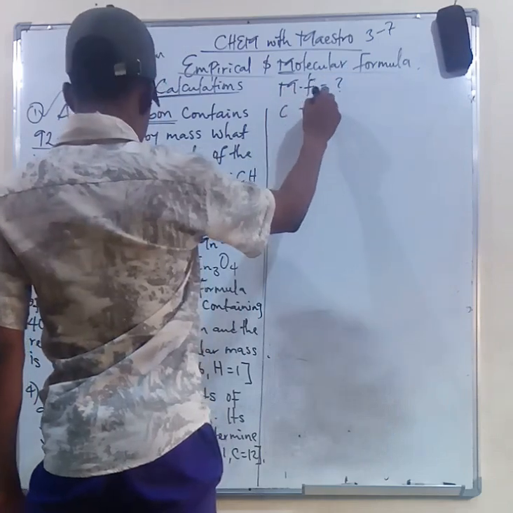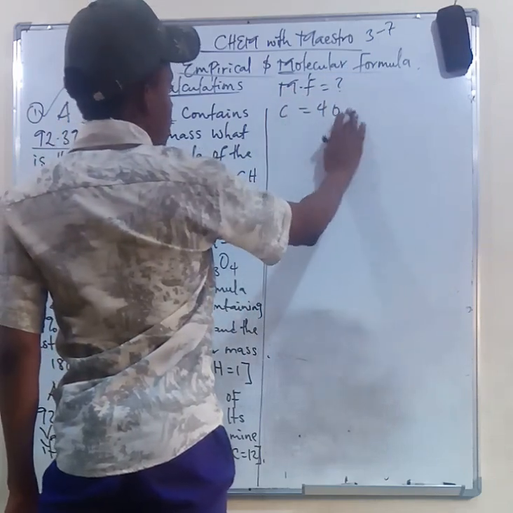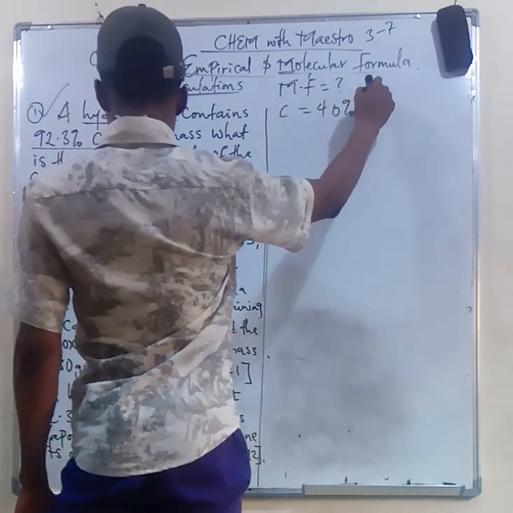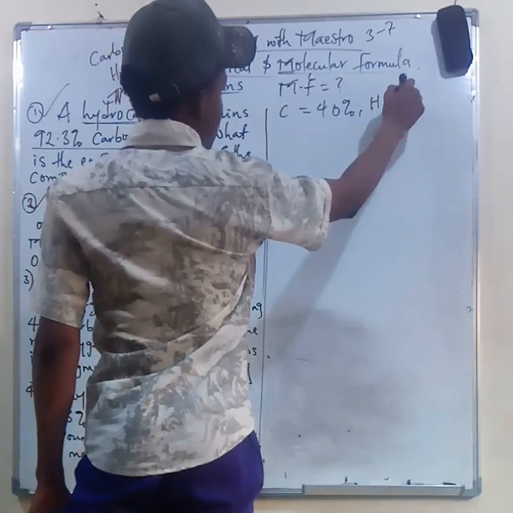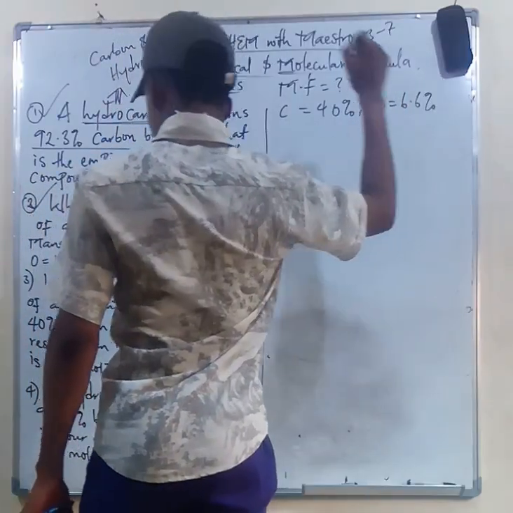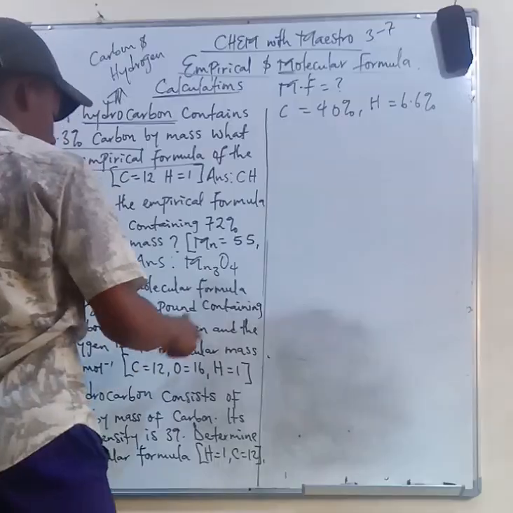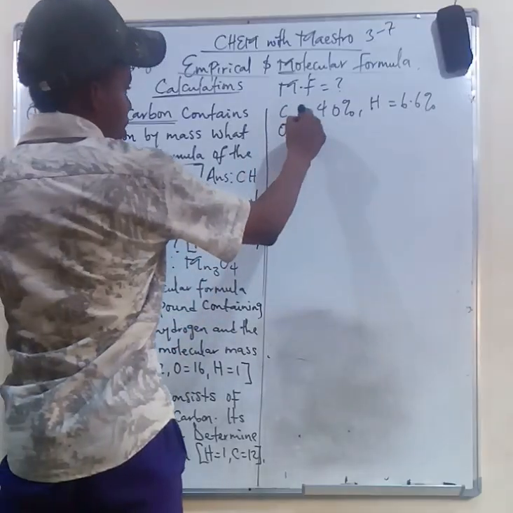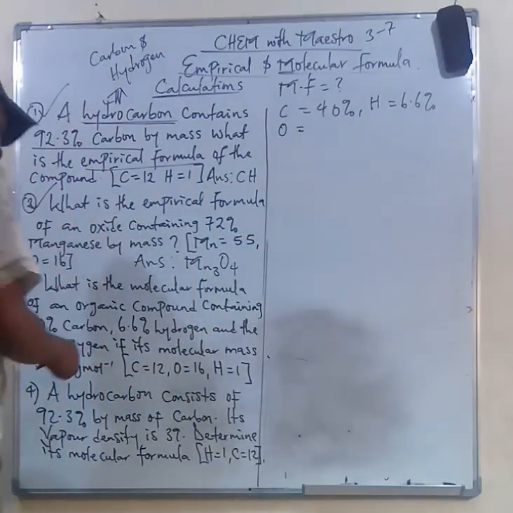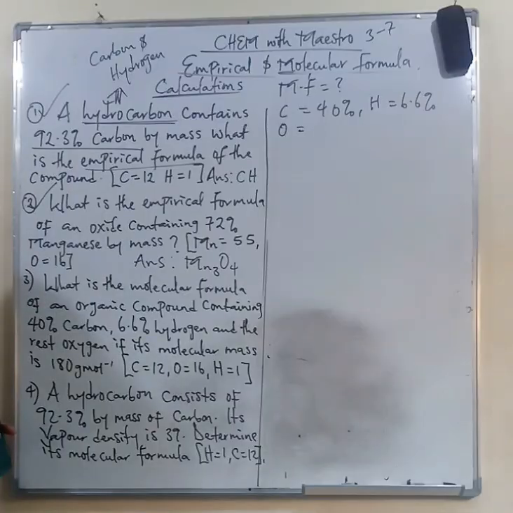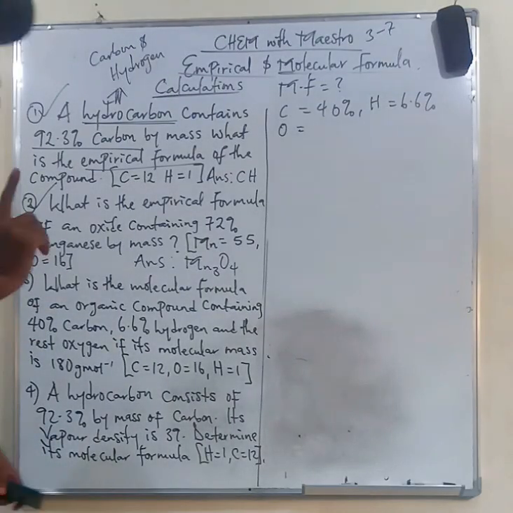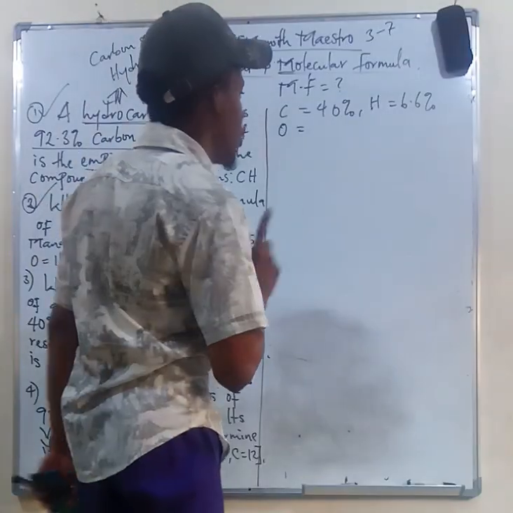The percentage of carbon is 40%. The percentage of hydrogen is 6.6%. Then the percentage of oxygen, they said the rest is oxygen. So they did not give us the exact percentage of oxygen. They only said the rest is oxygen. So what do we do? This is where we apply wisdom.